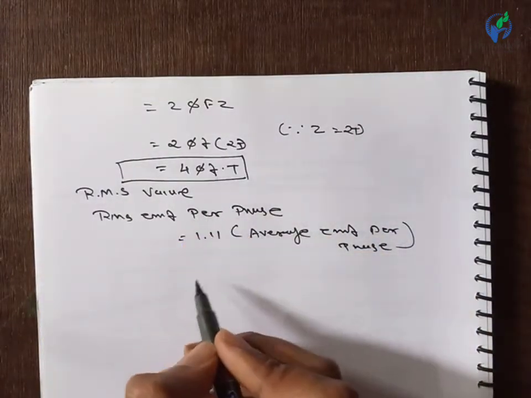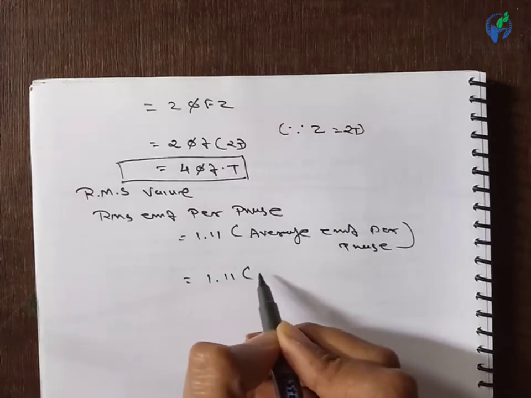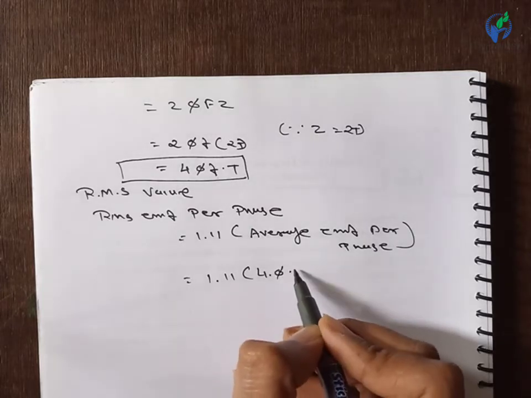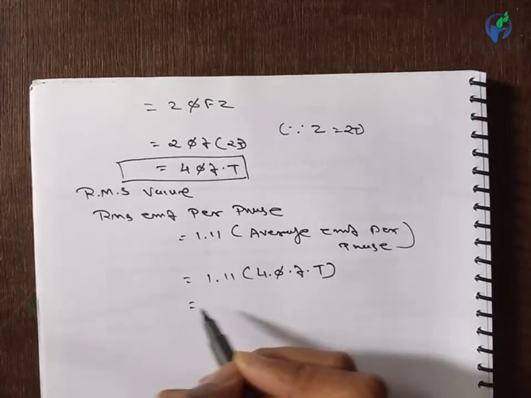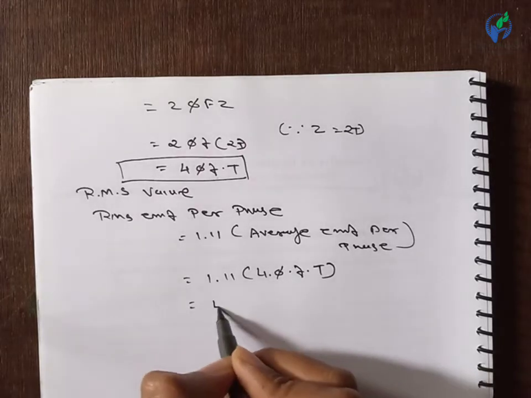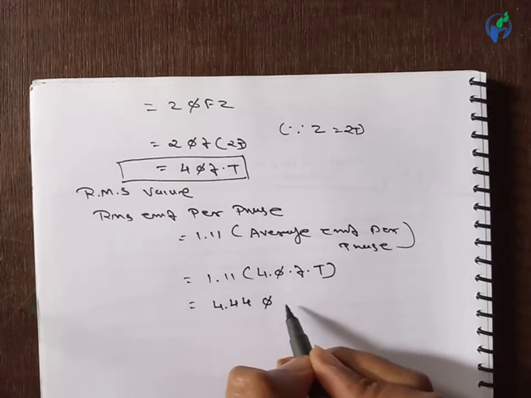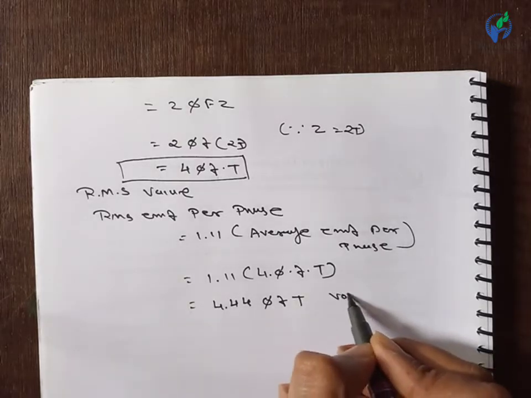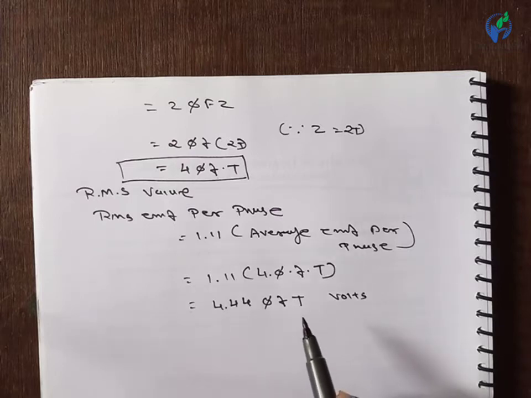So this value is put in the main equation: 1.11 into 4.5 into F into T. When we multiply this, in the last stage we get 4.44 F into T volts. This is the RMS EMF per phase value.